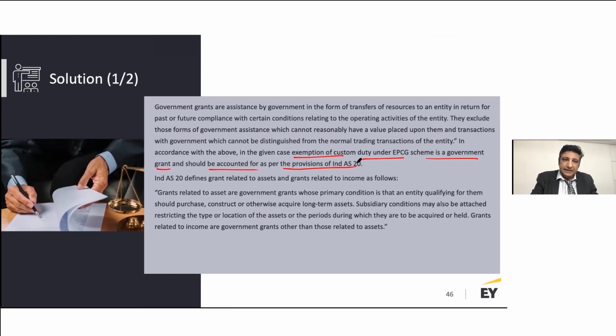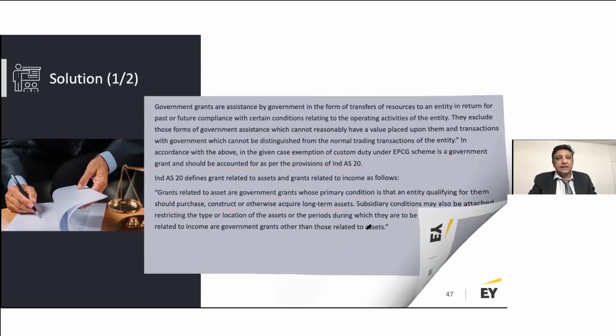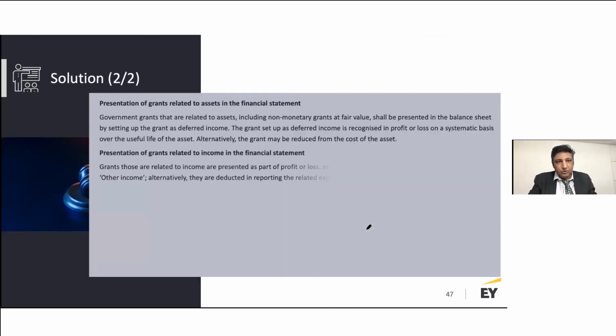The definition of grants related to assets and related to income is also provided. Grants related to assets are government grants whose primary condition is that an entity qualifying for them should purchase, construct, or acquire long-term assets. There could be subsidiary conditions with respect to the type of location or the period over which they will be acquired or held. The grants related to income are those grants which are not grants related to assets. All right. Now, in the given scenario, of course, we mentioned that it could be either an example of a grant related to an asset or a grant related to income. So accounting for such grants should be done.